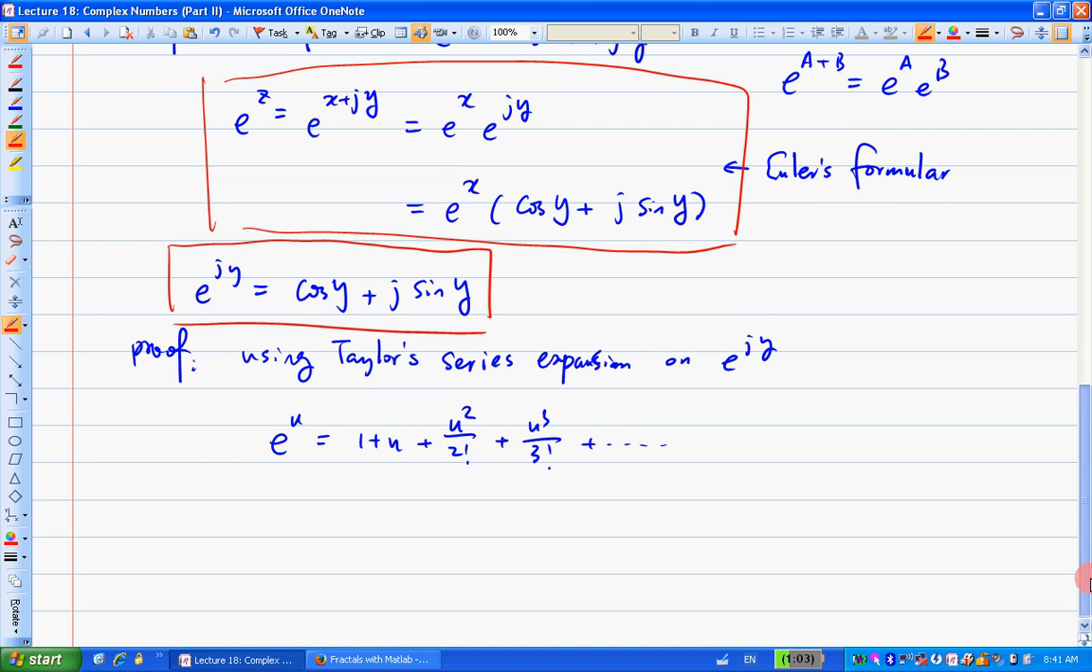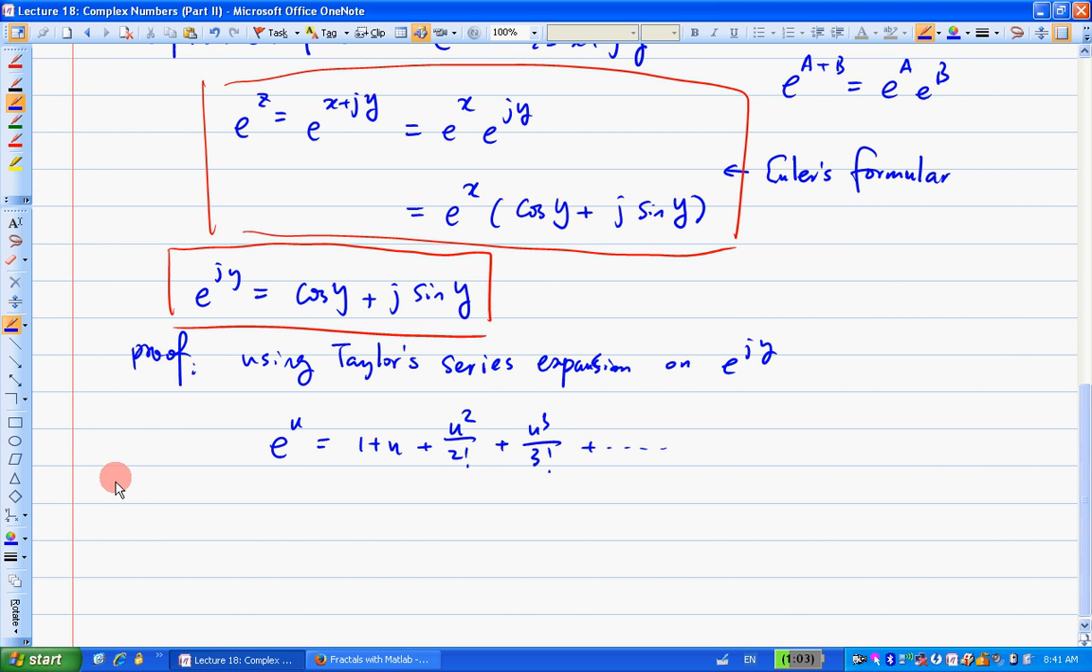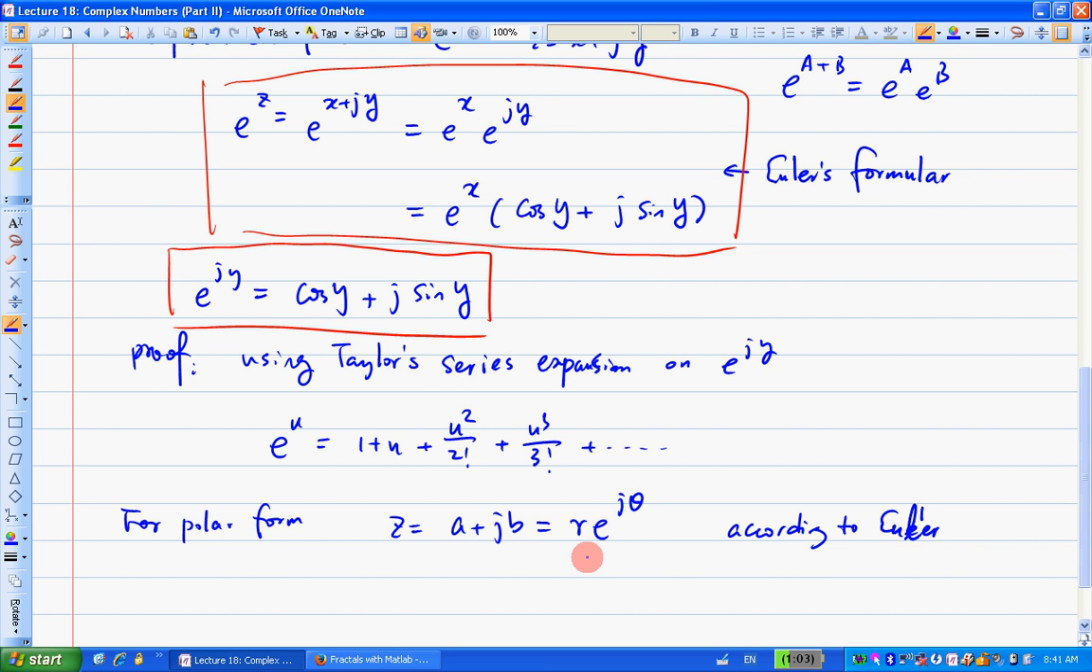So in other words, my r cosine theta plus j sine theta, which is written on this one here, according to Euler's formula, can be written as r e to the power of j theta. So this is according to Euler, right? According to Euler. Any question right here?